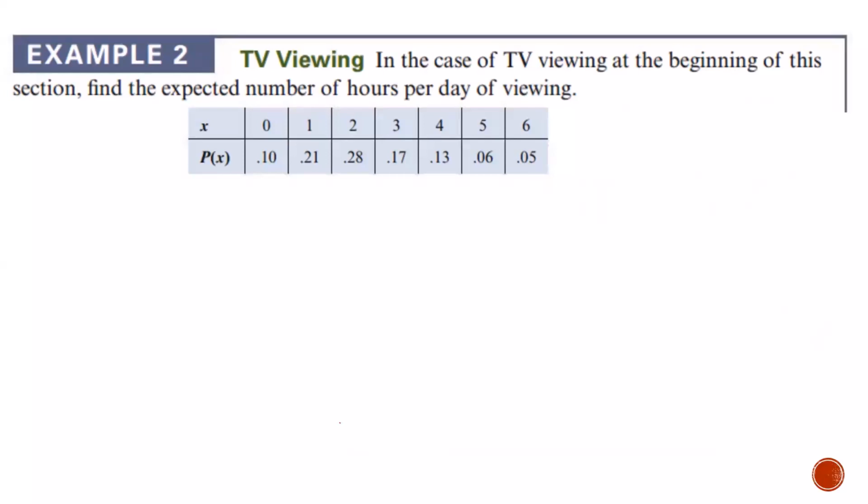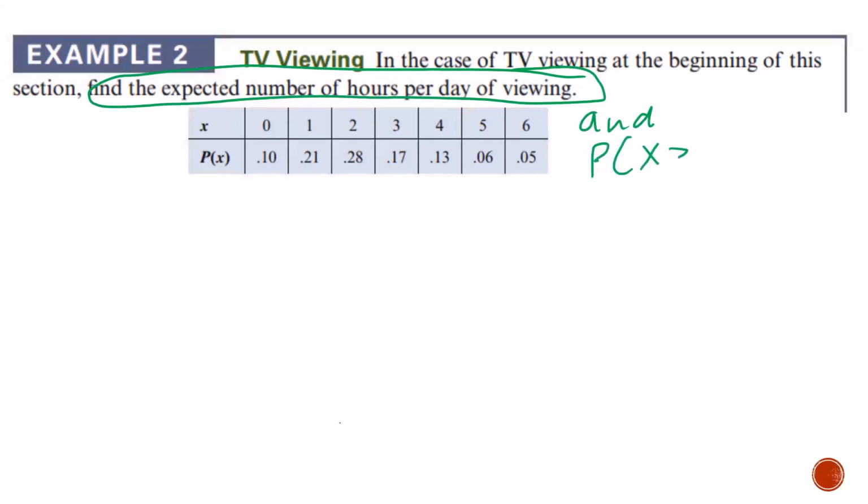Remember, this is the TV viewing. At the beginning, we talked about this on Wednesday. So I want you to do two things. One, find the expected number of hours of TV viewed, the expected value. And I want you to calculate P of x is greater than or equal to 2. Can you do both of these on your own, and then we'll come together in a couple minutes.